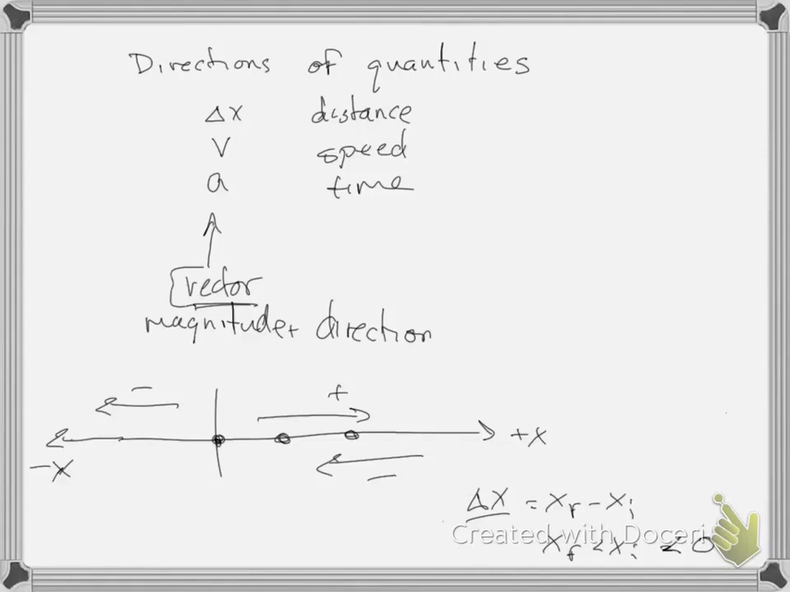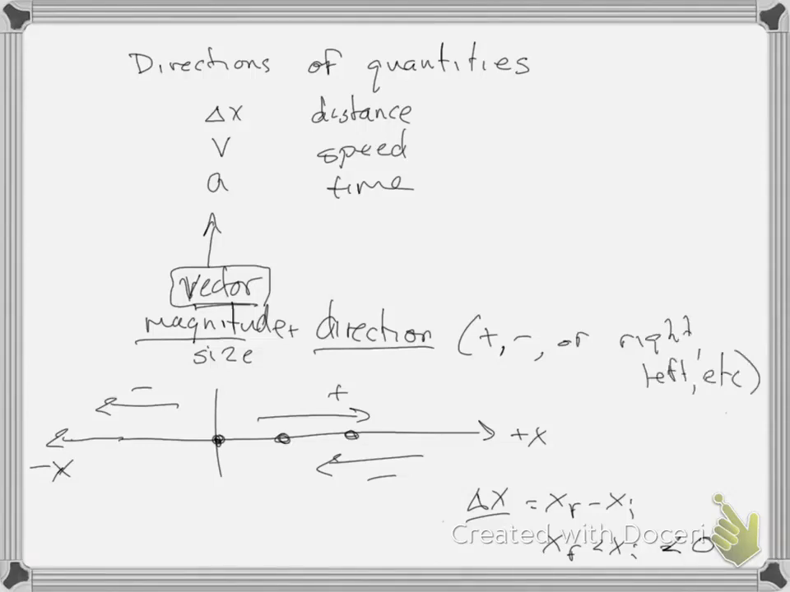What I want to do is point out that these are vector quantities, and vector quantities by definition have a magnitude, a size, and a direction. Direction can be indicated as things like plus and minus, or right and left, etc., right? Up, down, etc. Okay.